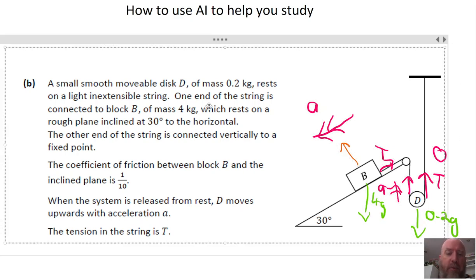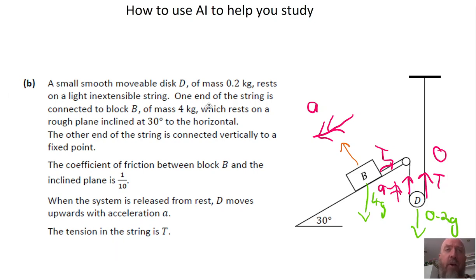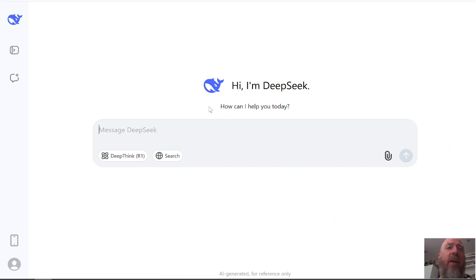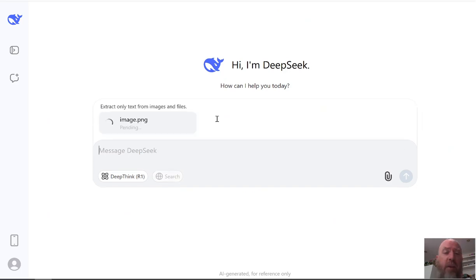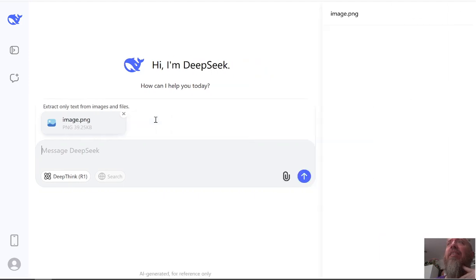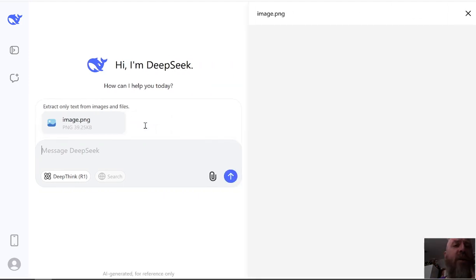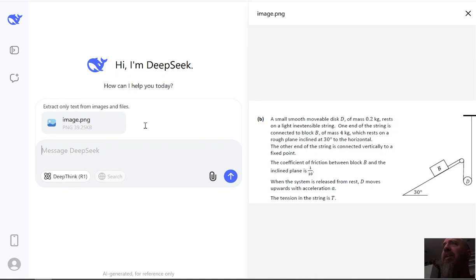There we go. I'm just going to copy that image, go into my trusty AI, and paste the image in. Just give it a second. It says it's only extracting the text. Let's have a look at what this says. It's that image there, and what I'm going to say is: how to find the tension in the string.